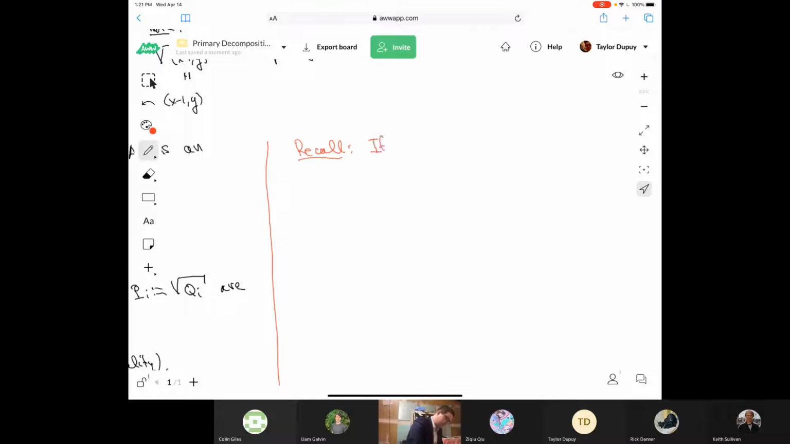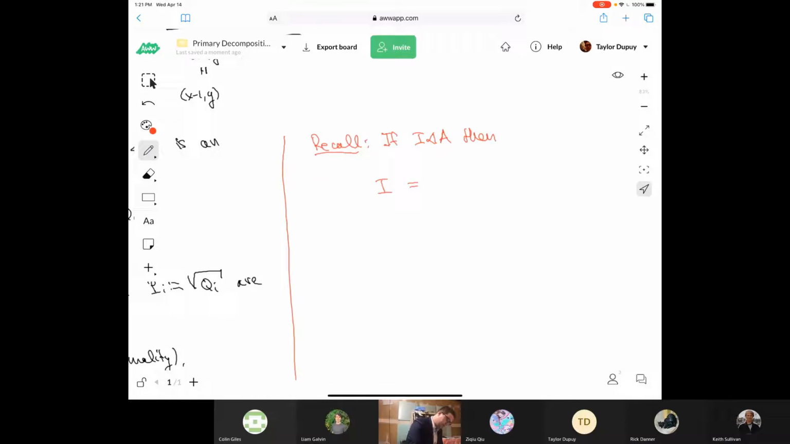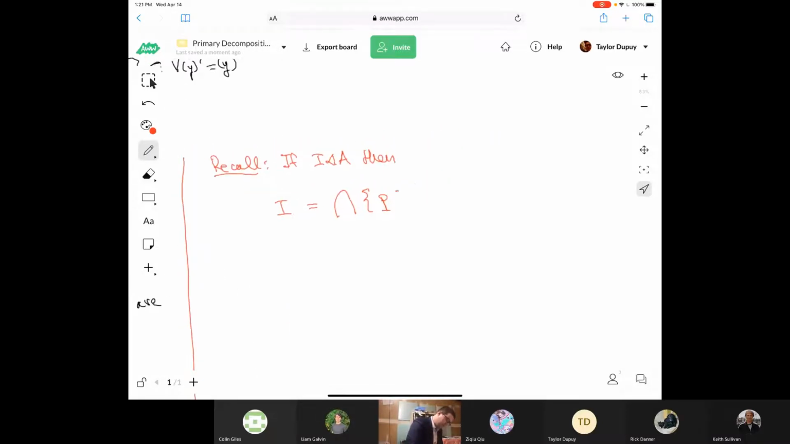So in general, let's do it like this. If I is an ideal in A, then I is equal to the intersection of P prime ideals such that I is contained in P. So this was this boost, and if this is in the Noetherian case, then this looks like P1 intersect P2 intersect ... intersect PR. So Noetherian implies it's a finite intersection.